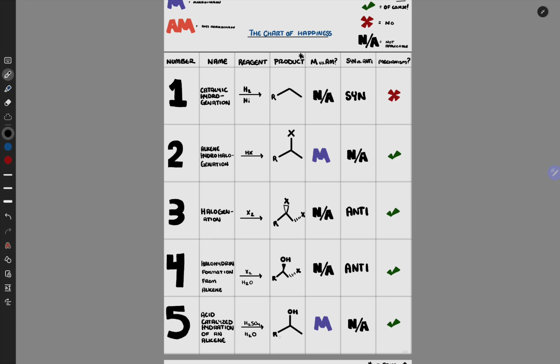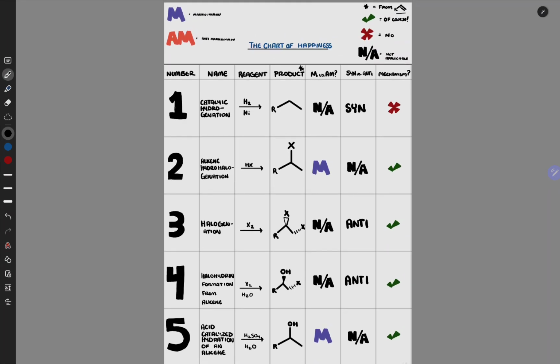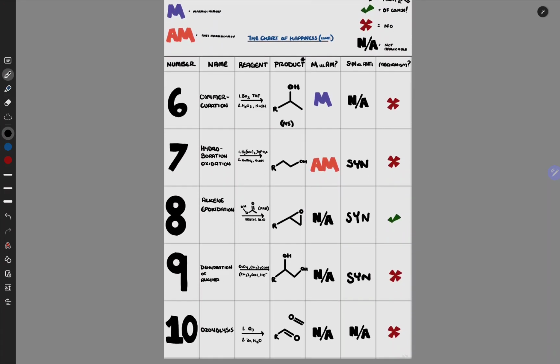All right, so this product ends up forming or adding a hydroxyl group on the more substituted carbon of our original alkene. And this adds by Markovnikov addition, or I guess that's the concept of adding by Markovnikov addition. There is no syn or anti for this. It's not applicable. We will need to know the mechanism. Moving on to the next sheet.